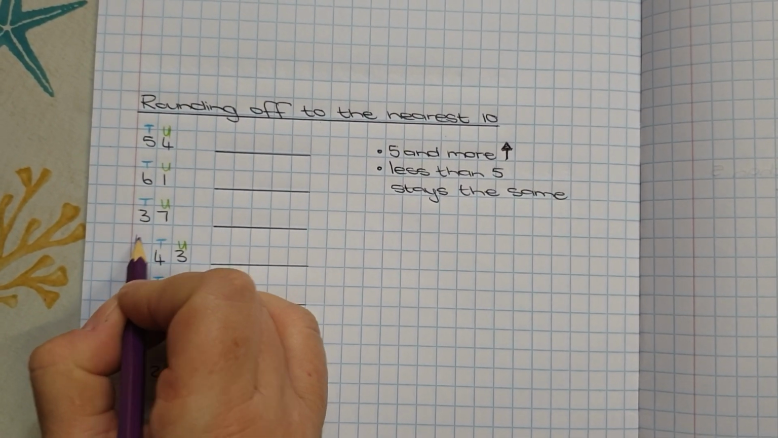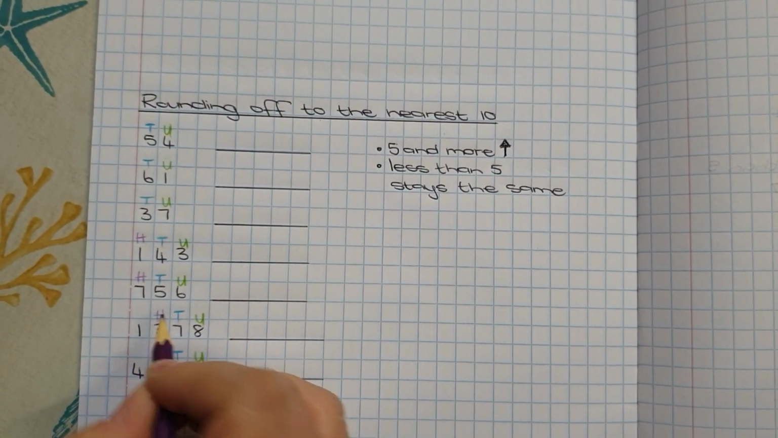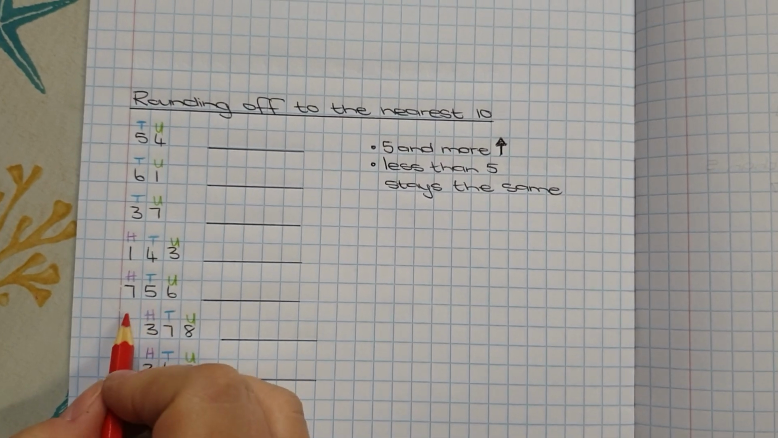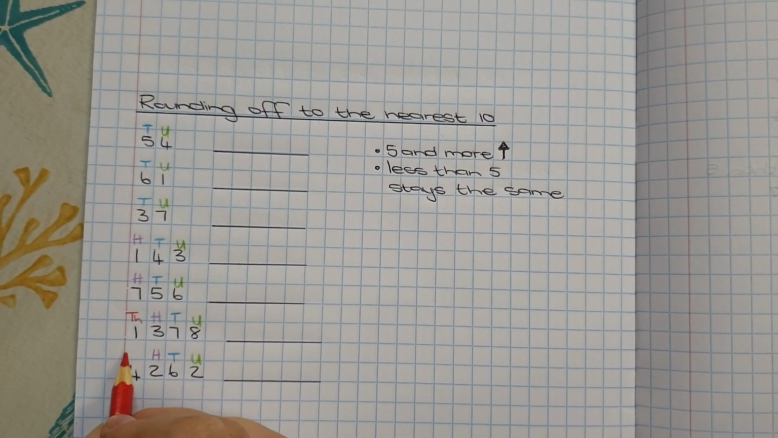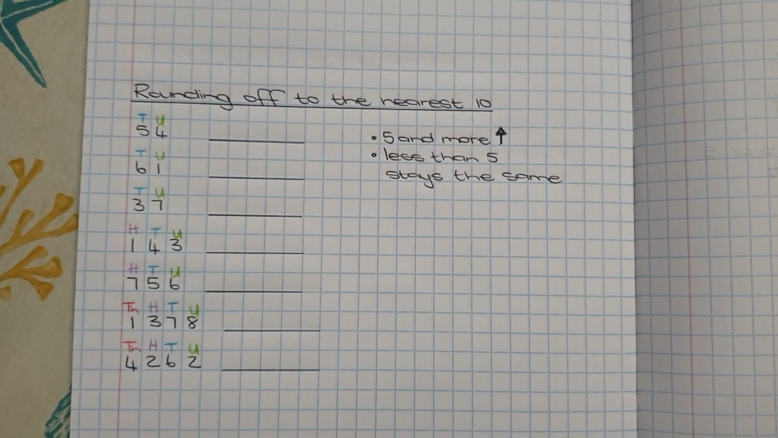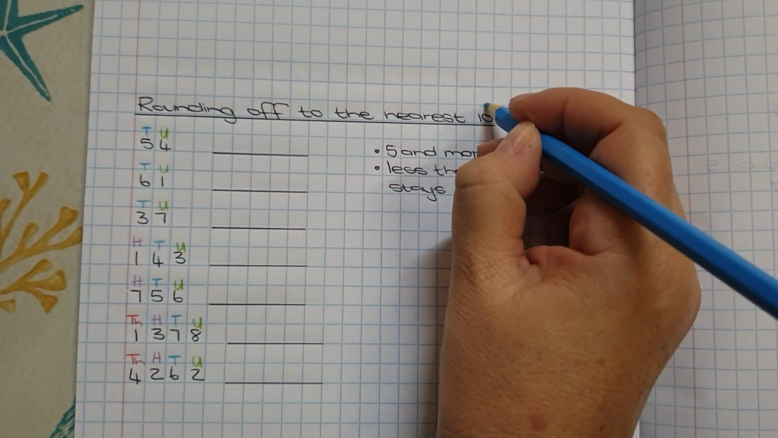This one will be hundreds, and this one will be thousands. So it's important to know that before you can round off. Then you start. We need to know rounding off to the nearest 10.